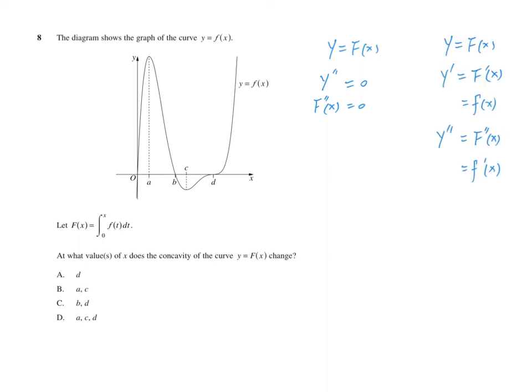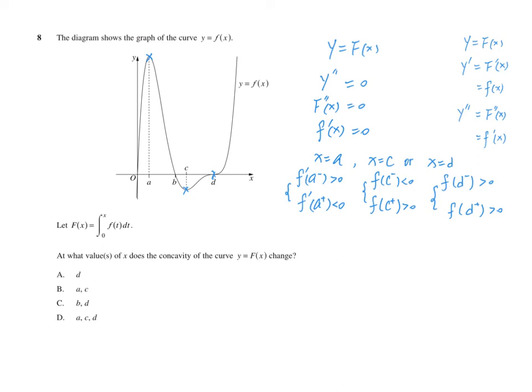According to the definition of capital F(x), the first derivative of capital F(x) should be equal to small f(x), and the second derivative of capital F(x) should be equal to the first derivative of small f(x). Therefore, capital F double prime of x equal to 0 is talking about the first derivative of f(x) equal to 0, which is located at x equal to a, c, or d.